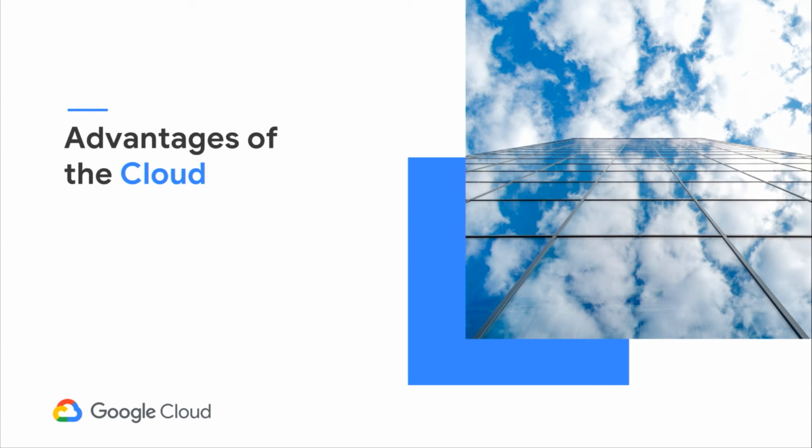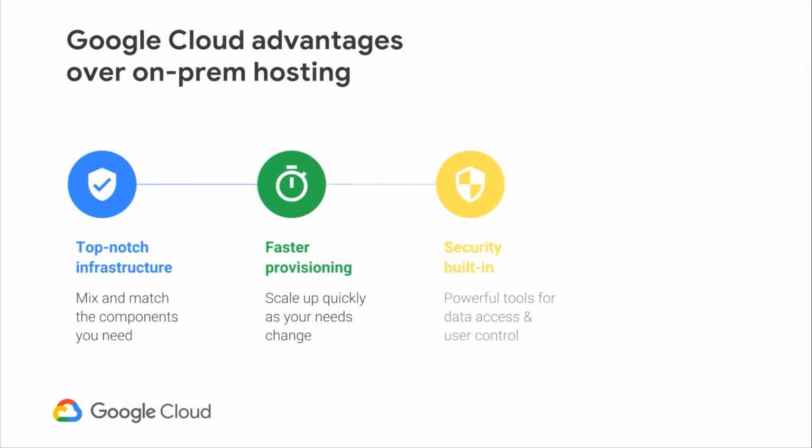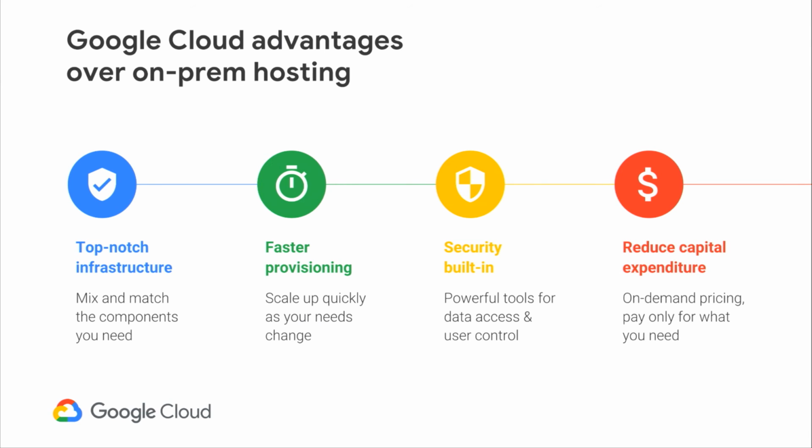So let me just say for a moment why we recommend doing machine learning in the cloud, and how that's providing advantages to you, even if you're used to working under your desk or in an on-premise data center. Google Cloud provides top-notch infrastructure, and you can mix and match whatever components you need. You can provision quickly, scale up, and then scale back down as your needs change, and really burst to take advantage of teraflops or even petaflops of machine learning compute.